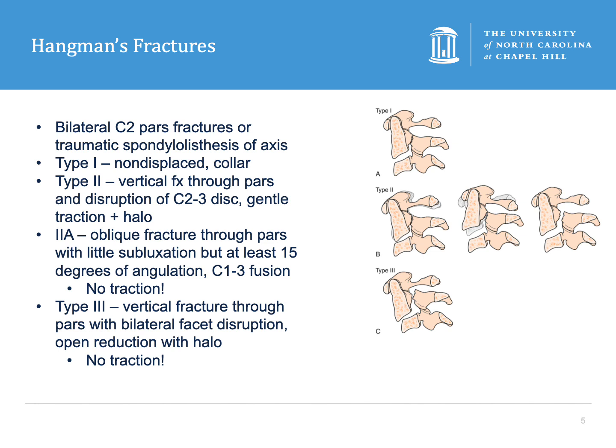Type 3 fractures are vertical fractures through the pars with bilateral C2 to 3 facet disruption. The facets are locked, but you cannot use traction here because it can be quite dangerous. Therefore, you need to do an open reduction and fixation with a halo.